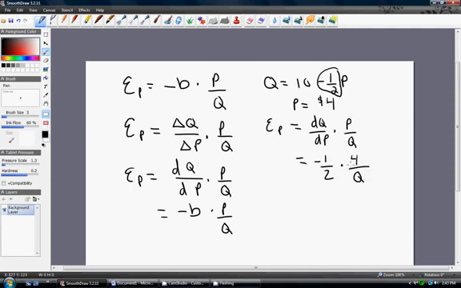The only thing we don't know is Q. What Q are we going to use? To figure out the value of Q, what you want to do is take this $4 and plug it back into the demand equation to see what Q equals at a price of $4.